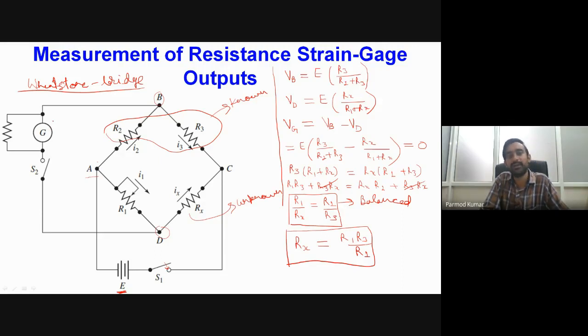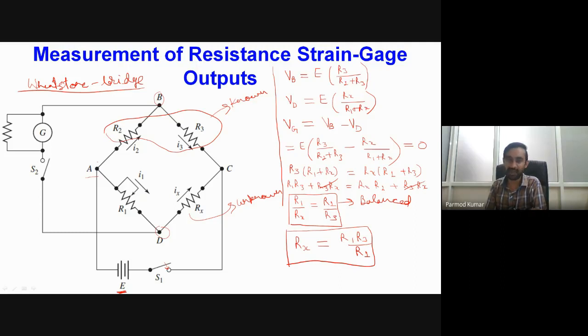Once we get the value of voltage equal to 0, we can say that our circuit is balanced, and corresponding to that we note down the value of R1, and from there, using this formulation, we can determine the value of this unknown resistance Rx. So this is one of the principles which can be employed for measuring the unknown resistance of the strain gauge. But one drawback of this device is that it is only applicable if we have to go for static or steady measurements.